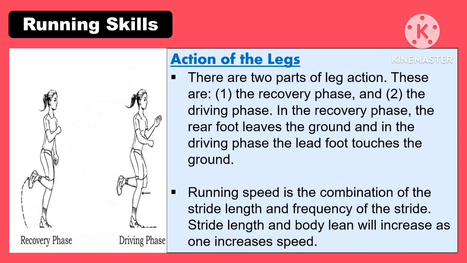Another running skill is the action of the legs. So there are 2 parts of leg action. These are the recovery phase and the driving phase. In the recovery phase, the rear foot leaves the ground, and in the driving phase, the lead foot touches the ground. So running speed is the combination of the stride length and the frequency of the stride. Stride length and body lean will increase as one increases speed.